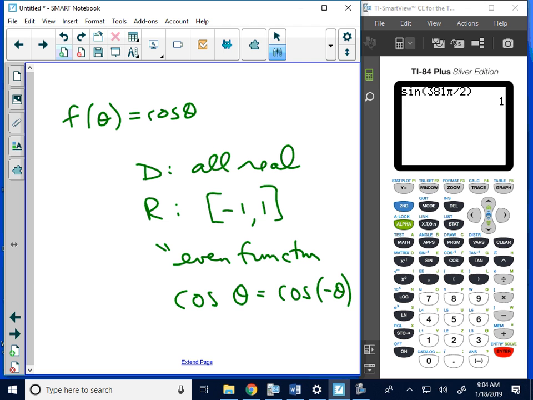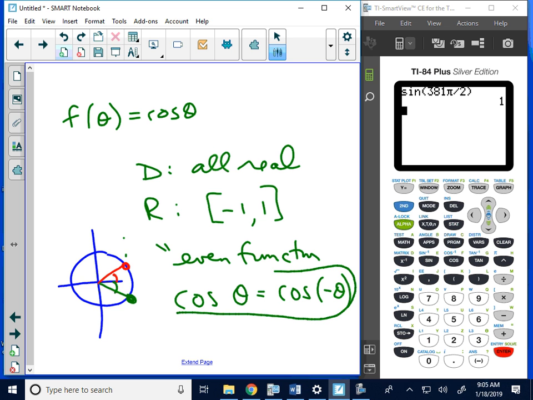If you're unsure, just look at your circle. Okay, so here's an angle, call it theta, there's the dot. Go exactly the same amount in the other direction. This is negative theta. What can you tell me about those two dots? What's the same about them? The x-coordinates are the same, right? Because they're one over top the other. So that's what this says. The cosine of an angle is the same as the cosine of a negative angle. It's an even function.